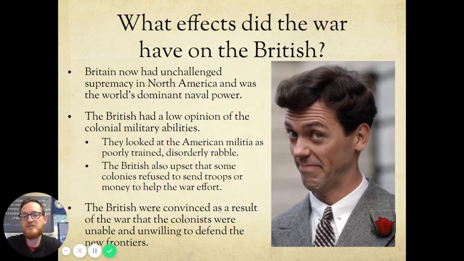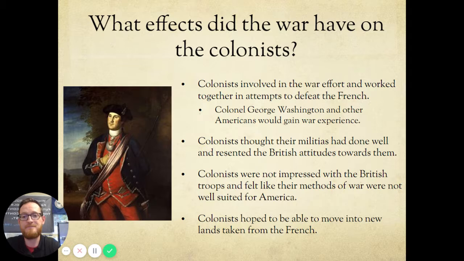And the British saw this. From basically the way that they viewed the colonists, they said, hey, we don't think the colonists are able to defend themselves, and we don't think they're actually even willing to defend themselves. So you're going to see that the British have a very low opinion of the colonists that they encounter here.